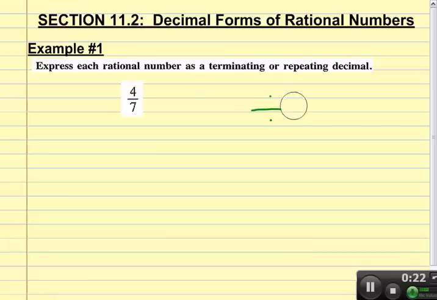Okay, irrational numbers cannot, like pi. Pi does not have a fraction form. It does not equal any integer divided by another integer. Okay, so it is irrational. But rational numbers can be written as fractions, and I've got one right here, 4/7, and they say express the rational number as a terminating or a repeating decimal.